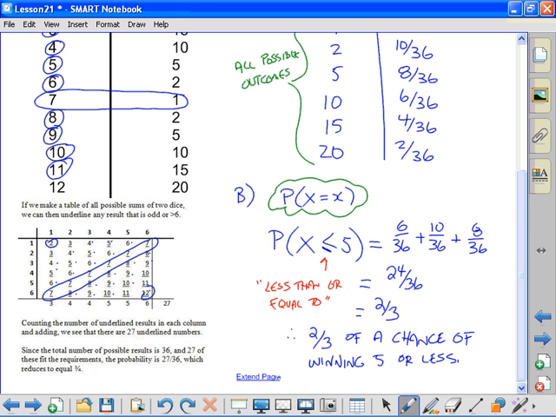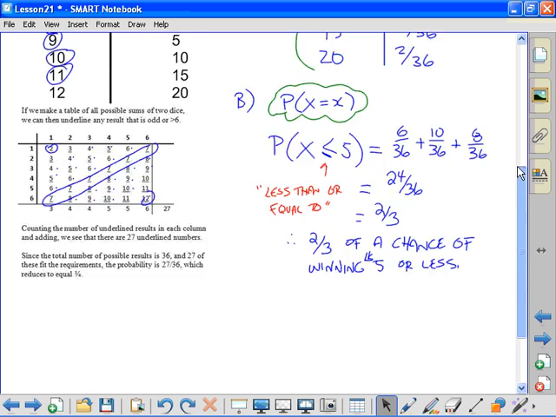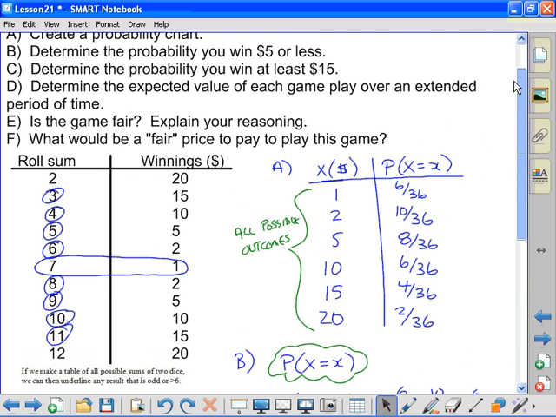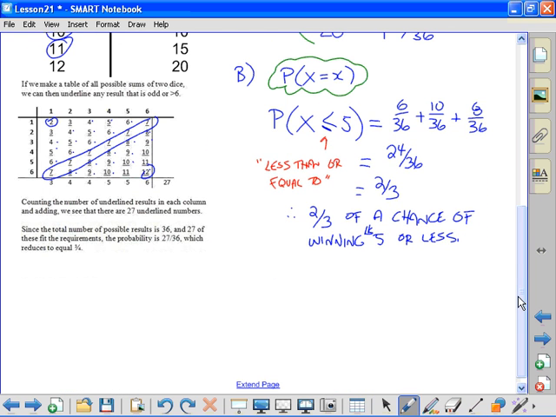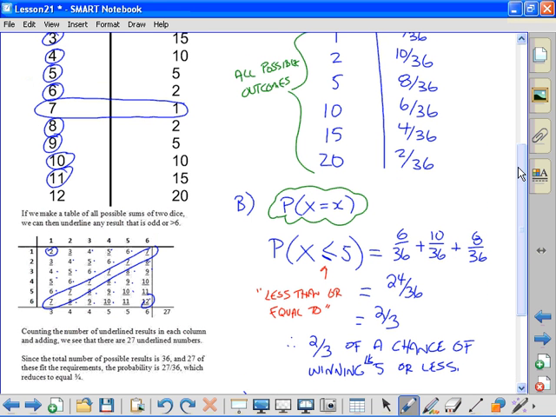That's dollars. All right, extend this down a bit further again. So C part, determine the probability you win at least $15. So what does at least mean? The probability that you win at least $15 would have to be greater than or equal to 15. So now you go back to your chart and find the values of 15 or greater.